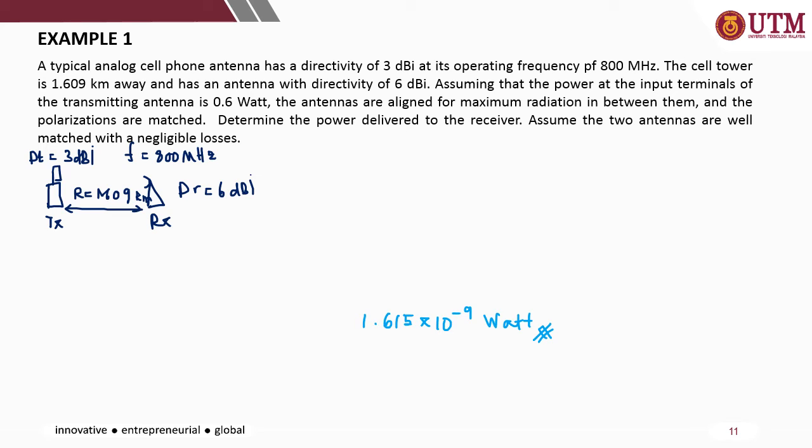Assuming that the power at the input terminals of the transmitting antenna is 0.6 watt, so the PT equal to 0.6, and the antennas are aligned for maximum radiation and the polarizations are matched. So determine the power delivered. The question asks you the power delivered, so it's the PR. Assume the two antennas are well matched with negligible losses.